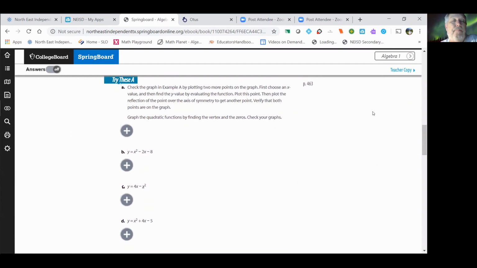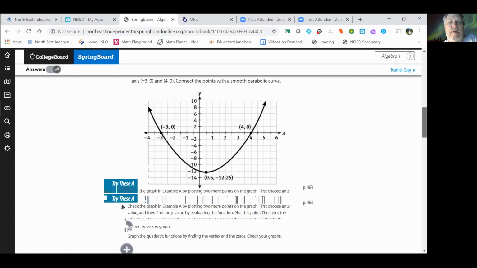So now I have enough points to be able to go ahead and draw the graph. Try these A. Check the graph in example A by plotting 2 more points on the graph. First, choose an x value, then find the y value by evaluating the function. Plot this point. Then plot the reflection of the point over the axis of symmetry to get another point. Verify that both points are on the graph. Okay, so let's go ahead and take a look at the graph.